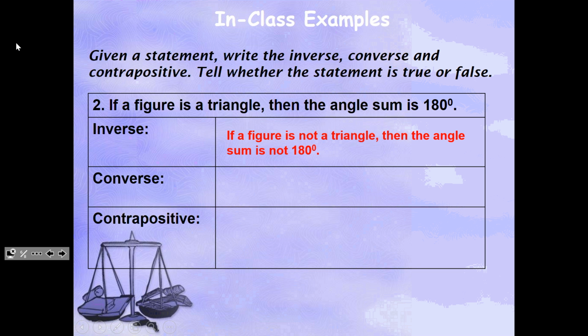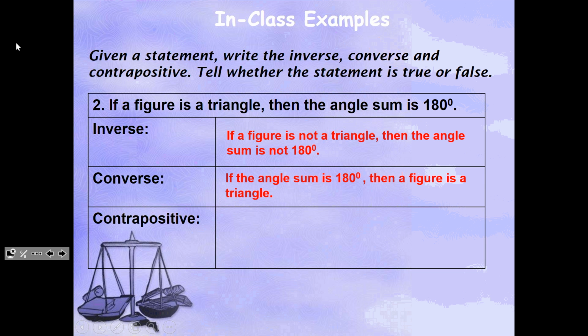Flips. All right, so I'm going to flip where it talks about the triangle and where it talks about the angle sum. If and then stay where they are, just switch the hypothesis and conclusion. So what's my converse going to be? Good. If the angle sum is 180, then it's a triangle. Very good.